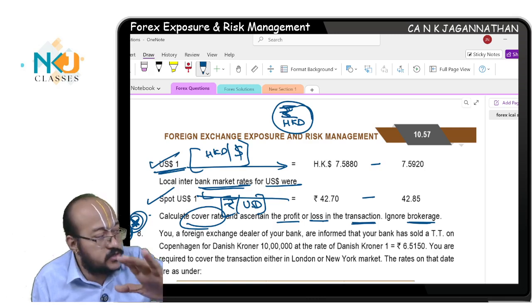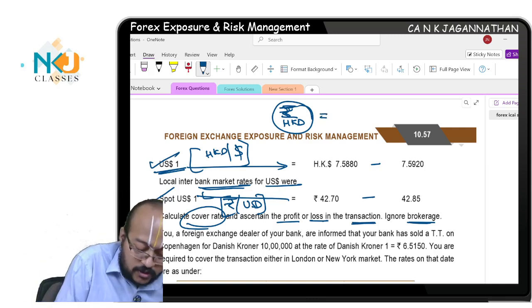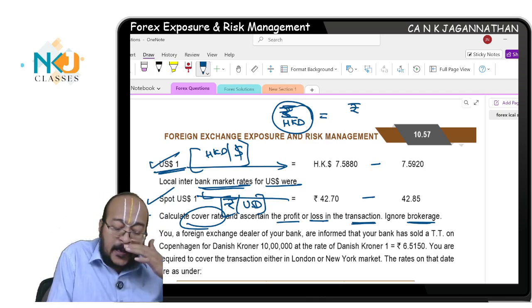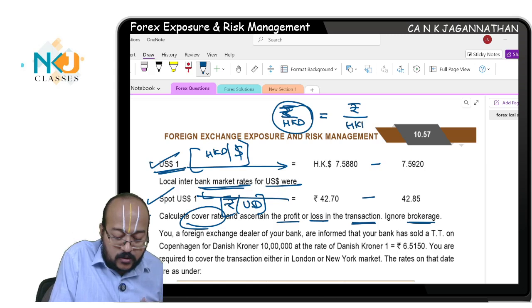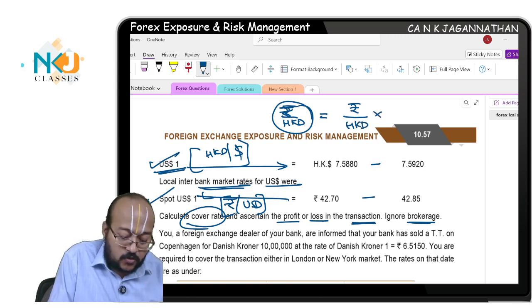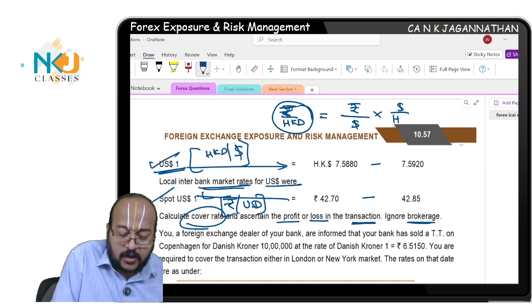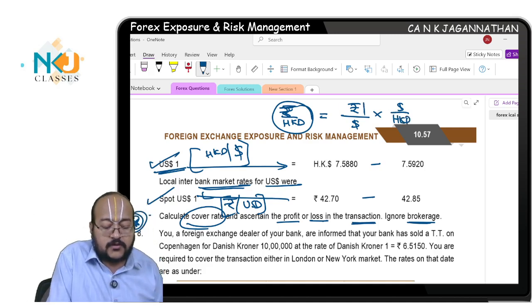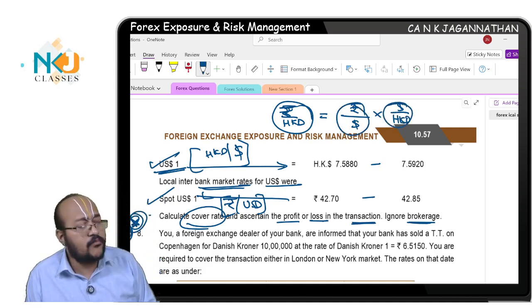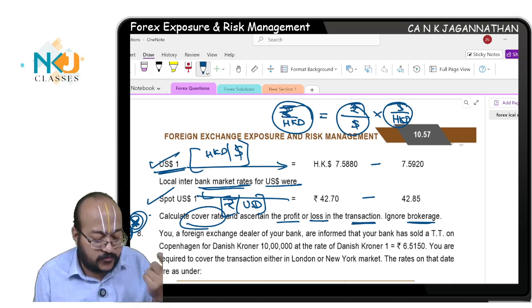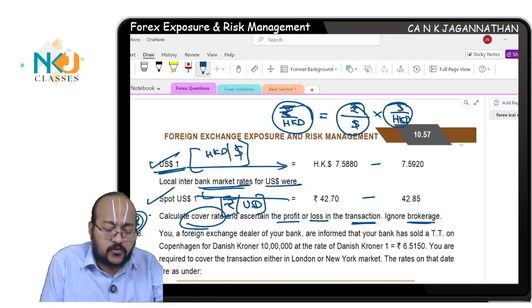Now we need to find the cross rate. Rupee per Hong Kong dollar: what is the common currency? US dollar is the common currency in this question. So rupee by Hong Kong dollar you need to find. Now see, the common currency you will take as the denominator: rupee by dollar into dollar by Hong Kong dollar. If you solve this, you will get the rupee per Hong Kong dollar quote, the cross rate for rupee. Now here this is the equation, fine.